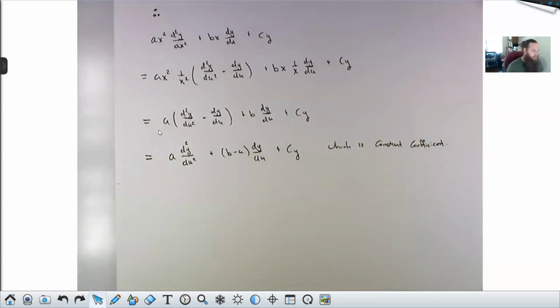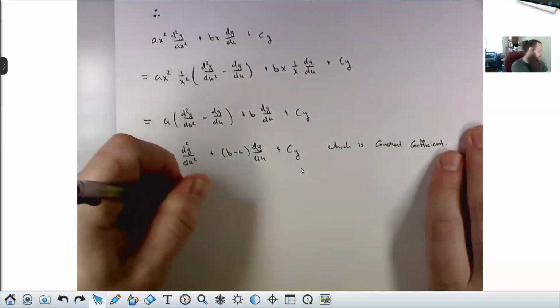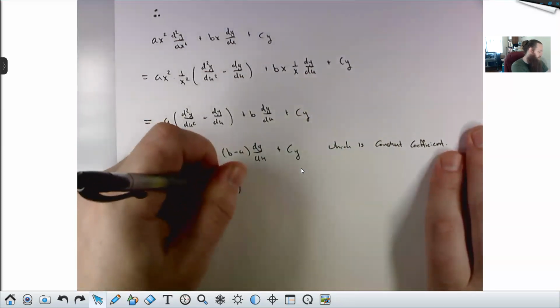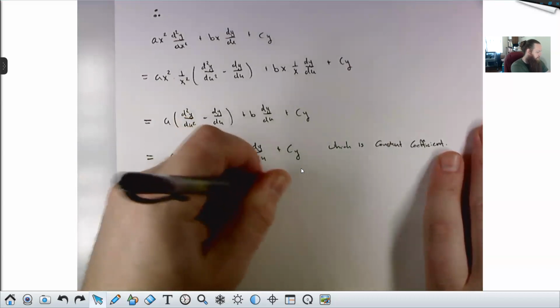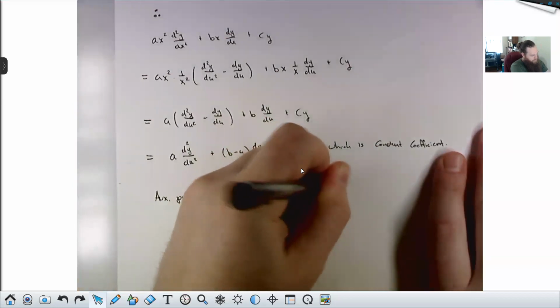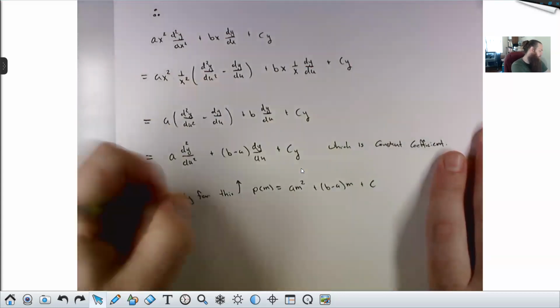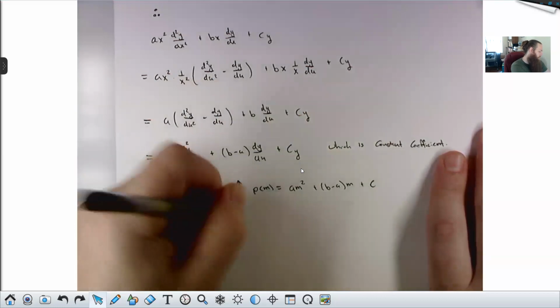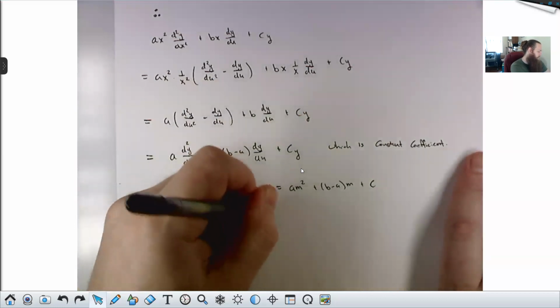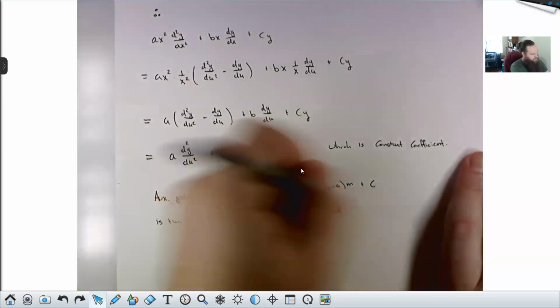It's quite bad. You can see that the auxiliary polynomial for this is the same as the characteristic polynomial for the Cauchy-Euler equation. So the auxiliary polynomial for this would be P of m equals am squared plus (b minus a)m plus c, which is the same as the characteristic polynomial for the original Cauchy-Euler.